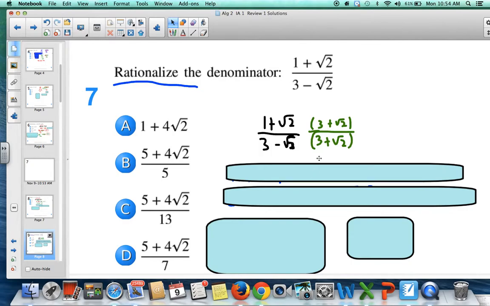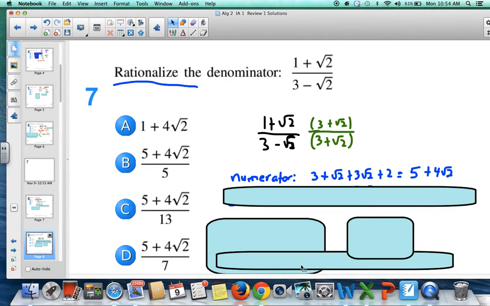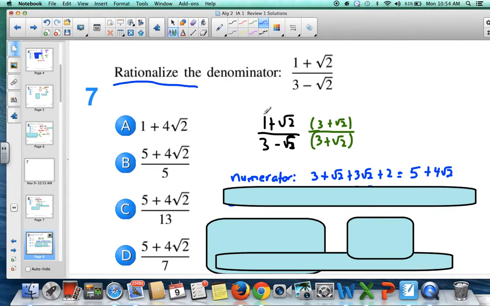So now what I like to do when we have things like this is just take it one at a time. Let's do the numerator first. So that's going to be 3 times 1 is 3. 1 times square root of 2 is square root of 2, and then I have square root of 2 times 3, which is 3 square root of 2, and square root of 2 times square root of 2 is 2. So that becomes 3 plus 2 is 5, and then 1 square root of 2 plus 3 square root of 2 is 4 square root of 2. So that's my numerator.